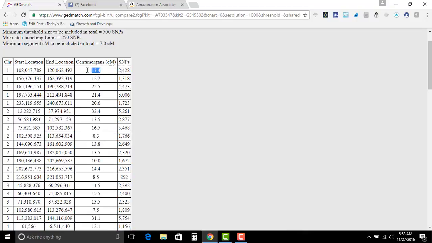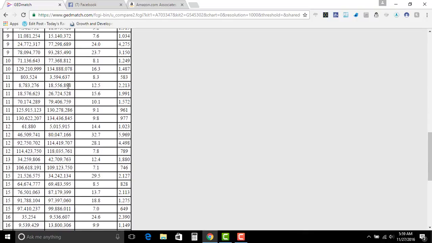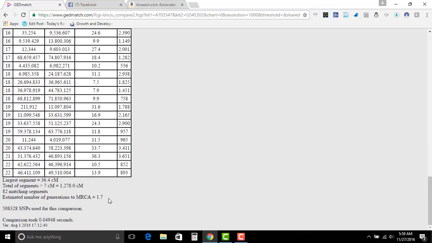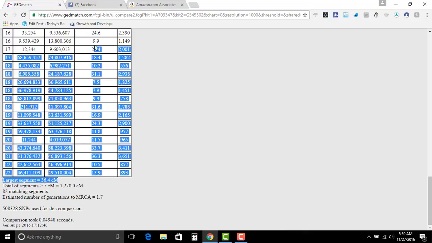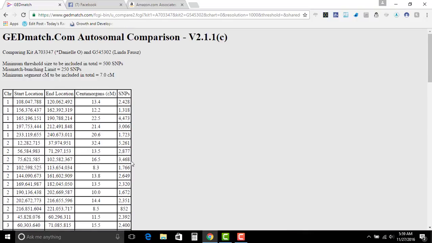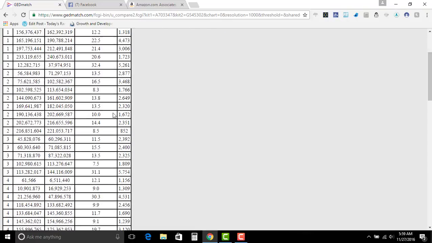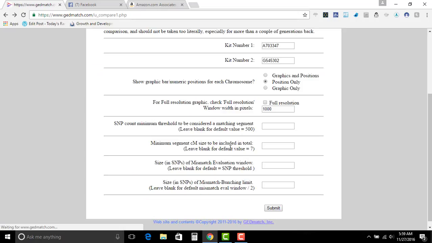Chromosome 1, well, we have 13.4 centimorgans. You just go all the way down, and it goes through. The only reason why there's so many here is because we're so close. But then you get to the bottom, it'll give you a general idea of how far apart you're related. Just to give you that idea.